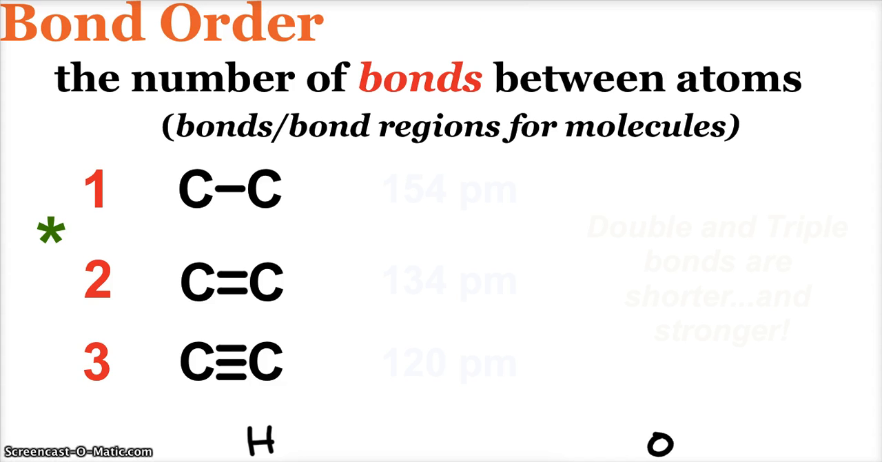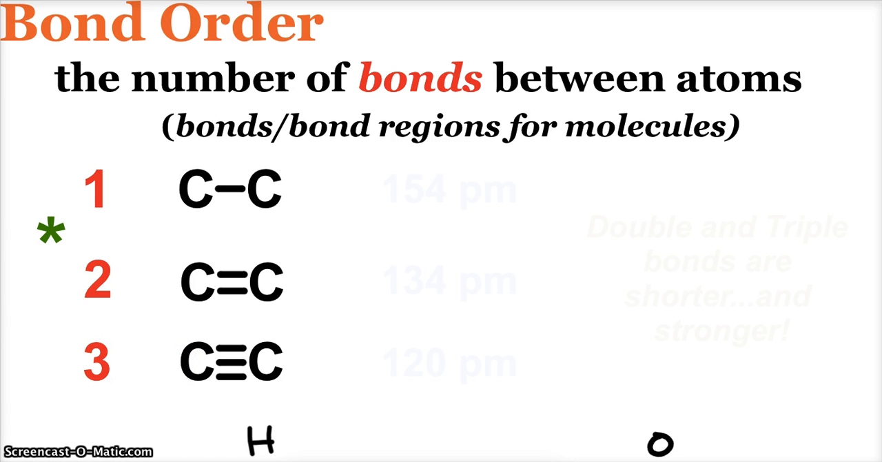Here we have this topic of bond order, which, if you're talking about two atoms, is the number of bonds between the atoms. And if you're talking about a molecule, it's the number of bonds divided by the bond regions for the molecule. So here we see two carbon atoms. If there's a single bond between them, that's a bond order of 1. Double bond, bond order of 2. Triple bond, bond order of 3.